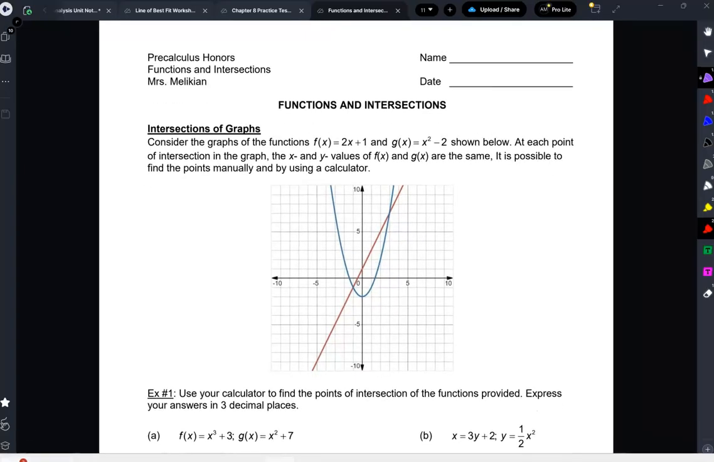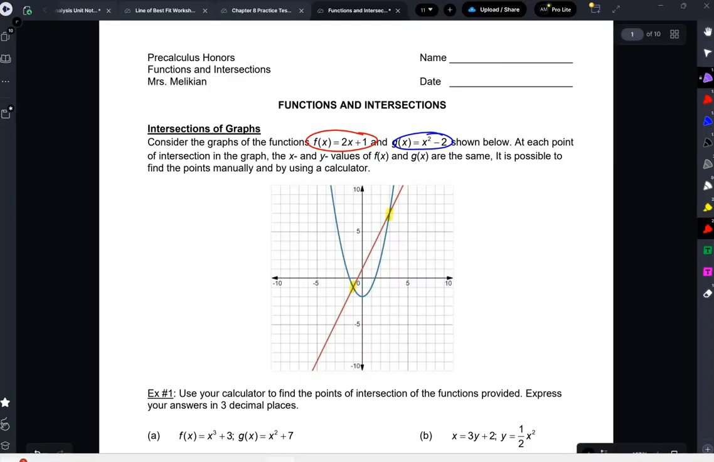You have f of x is equal to 2x plus 1, and we know that that's the linear function. And then we have g of x is x squared minus 2, and we know that that's the parabola. At each point of intersection in the graph, the x and y values are the same. So if I see here, and if I see here, those 2 points of intersection.